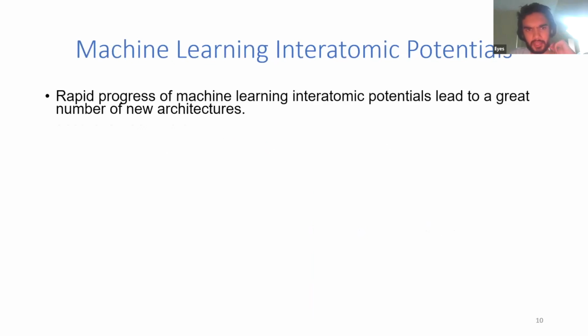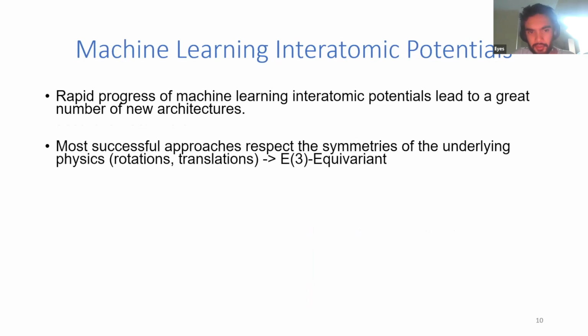And the field of machine learning interatomic potentials has led to a growing number of new architectures in the past few years. It has been quite a zoo of new things, but one very big constant is the presence of the E3 equivariance. So all the successful machine learning potentials of the past years have always been E3 equivariant in some way.